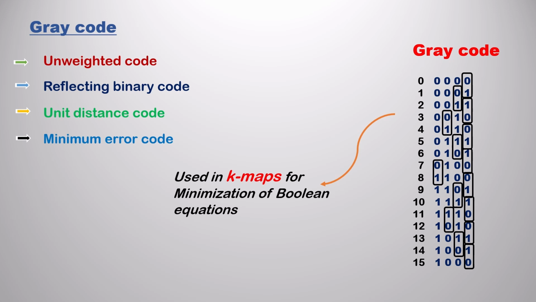or Boolean equations. We are going to see in the upcoming videos what is meant by K-map and Boolean equations. These are important concepts to minimize an equation. A big equation can be minimized.